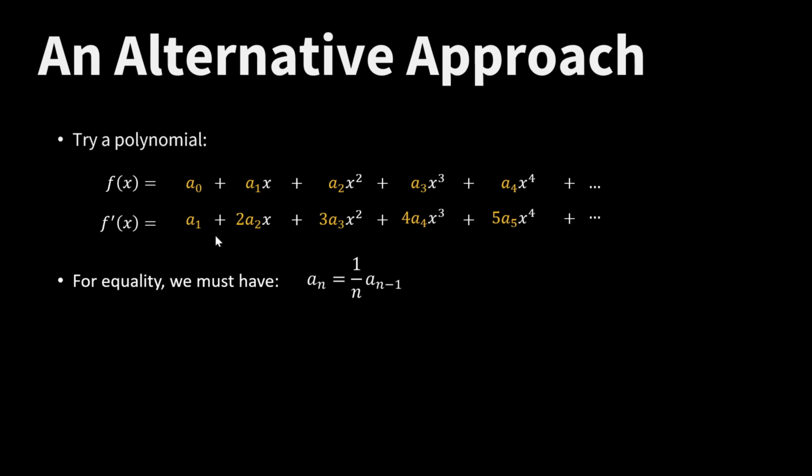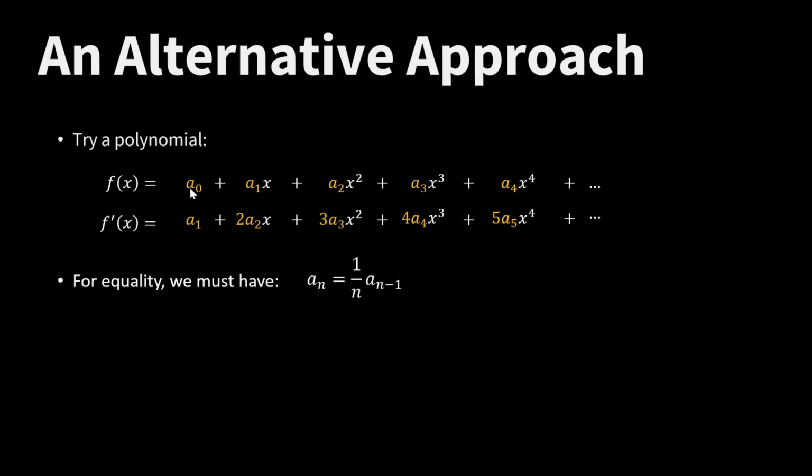For instance, a1 needs to be equal to a0. 2 times a2 needs to be equal to a1, which means a2 must be equal to 1 over 2 times a1. 3 times a3 must be equal to a2, which means a3 needs to be 1 over 3 times a2. So we can derive this general rule: an must be 1 over n times a(n minus 1). With this, we have equations for all the coefficients but the coefficient a0. Let me set a0 to 1 for reasons we will see later.